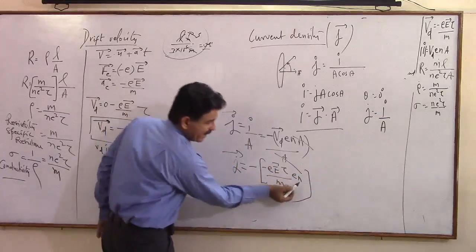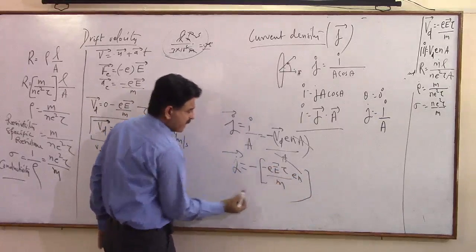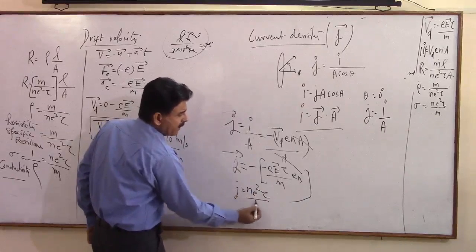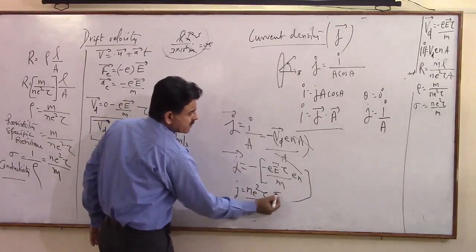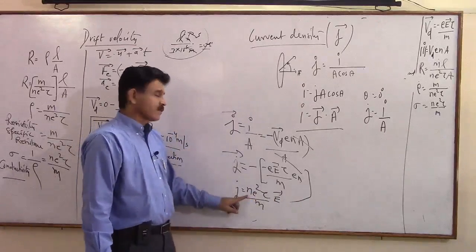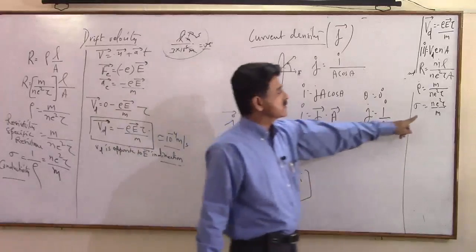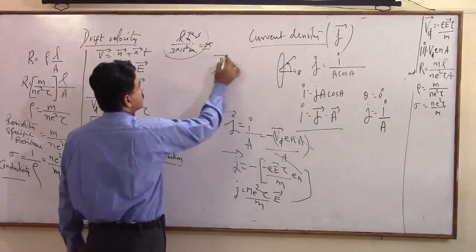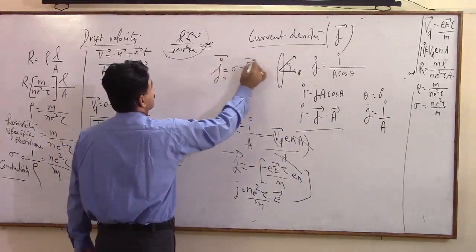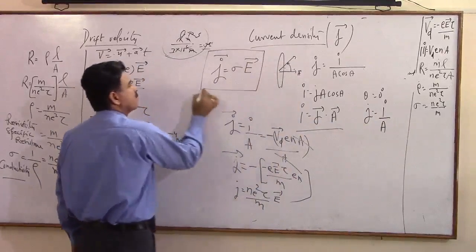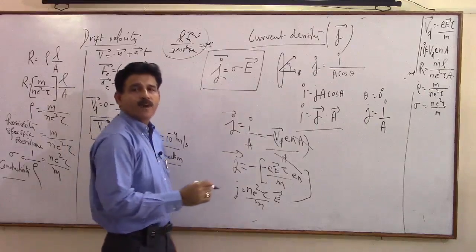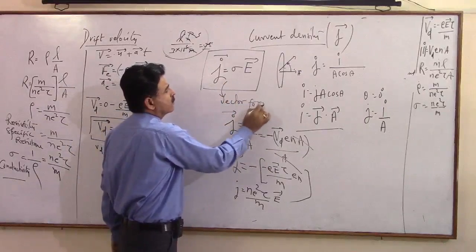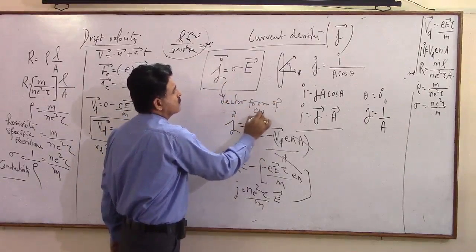So now you look at it, N, E and E. So I get J is equal to N E square tau divided by M, and then E, minus and minus have become plus. This is our friend. कौन है ये? This is sigma. So J becomes equal to sigma E. J becomes equal to sigma E, and this is called vector form of Ohm's law. Vector form of Ohm's law.